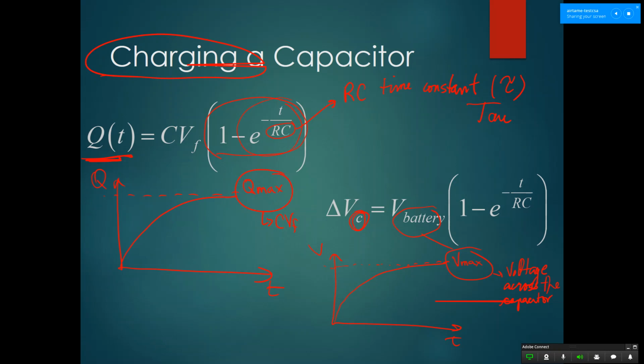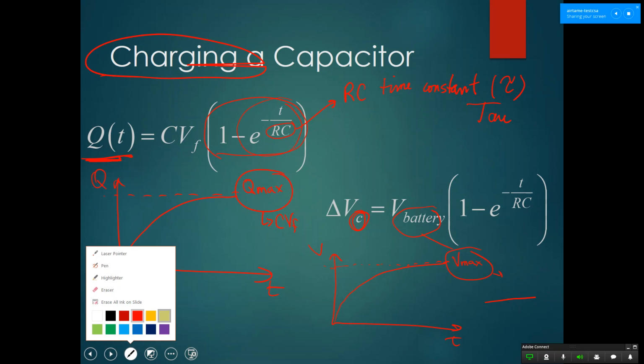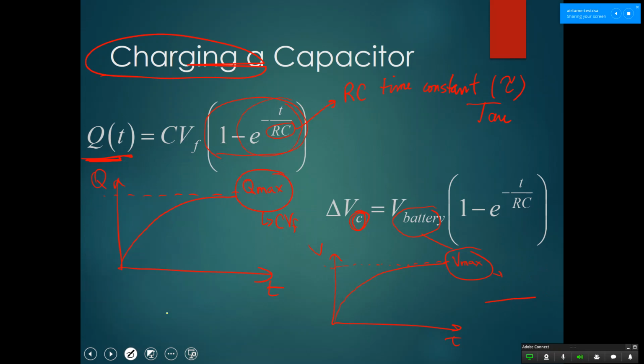Okay, it says voltage across the capacitor. I'll change it to yellow. V max. You can consider it V battery, but I don't want you to think that it's just the battery that we plugged into the circuit, that it's that voltage. It would be the voltage across that branch of the circuit that we considered. It'll be more clear when we do an example. I'm having a hard time explaining it because it's not very clear to understand.